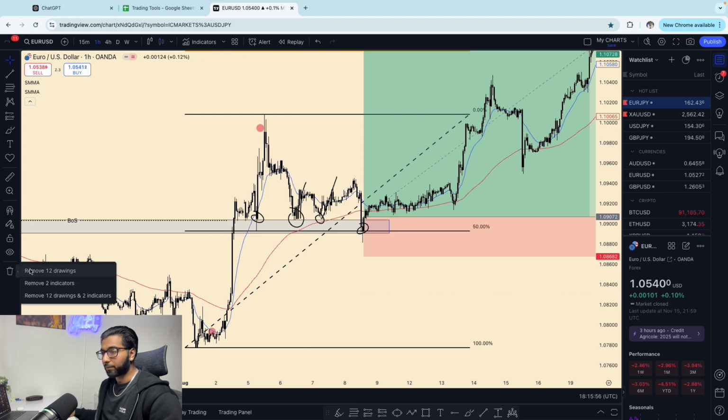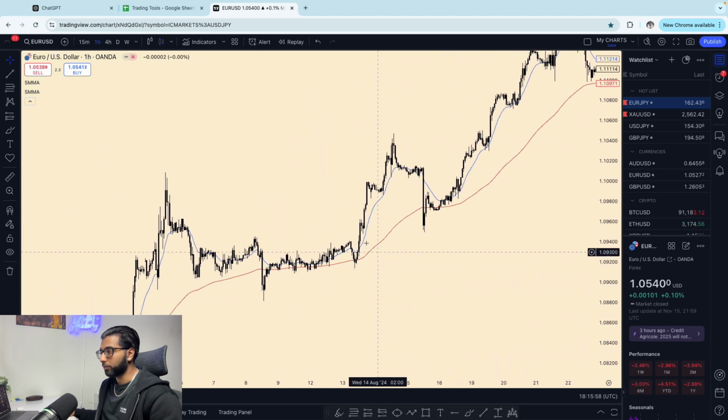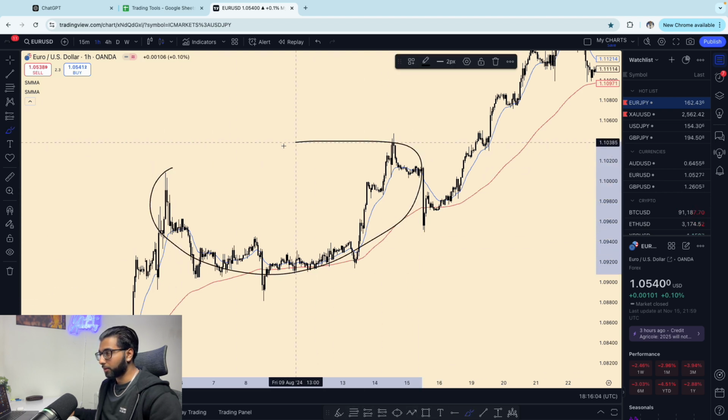Now, let's do it again. Let's look for another move. Let's look at this move here, right? Same kind of formation, right? This move here. Let's have a look at this and see how it works, okay?